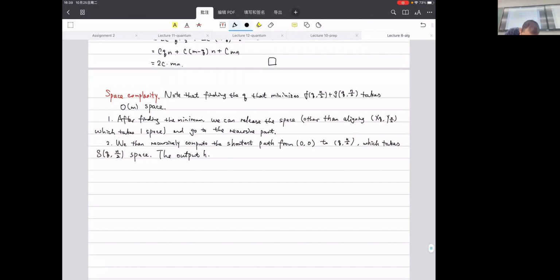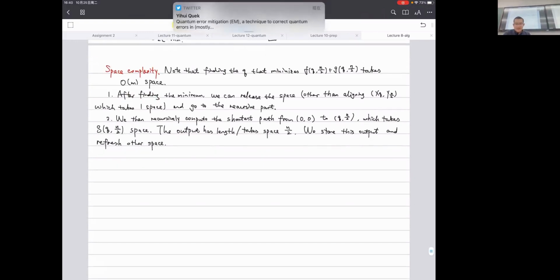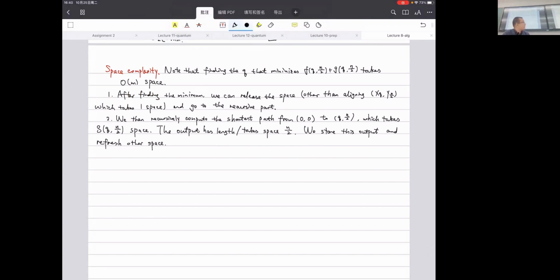So we say the output has length, or we say actually it takes space n/2 here. So we store this output and reuse other space. So this is the second point that we do here. Basically, if we want to give an algorithm with good space complexity, we can clearly see that we want to be a little bit careful here, that we want to keep the best use of the space here.